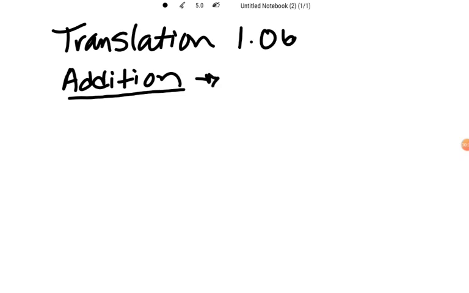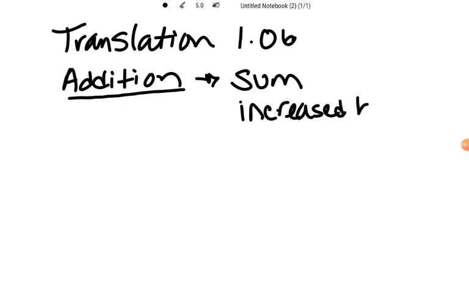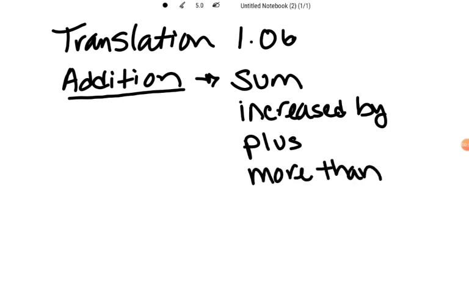Addition will include the words sum, increased by, plus, more than, and total. So when you see these words, you will know that it's addition.